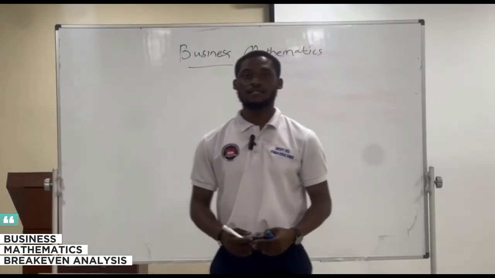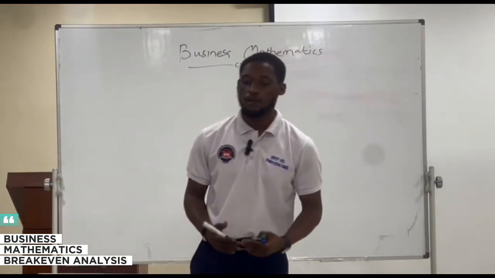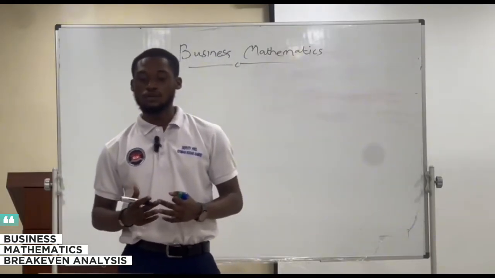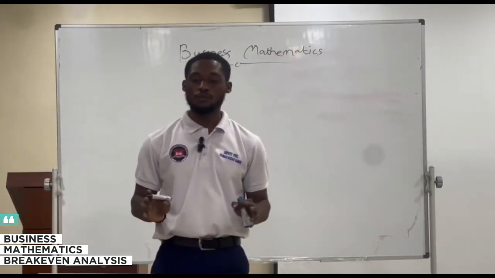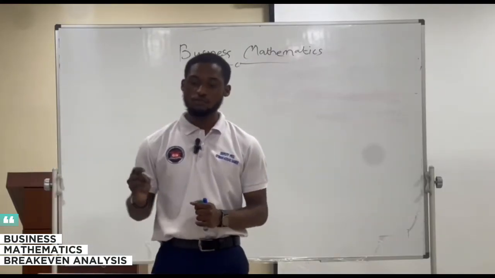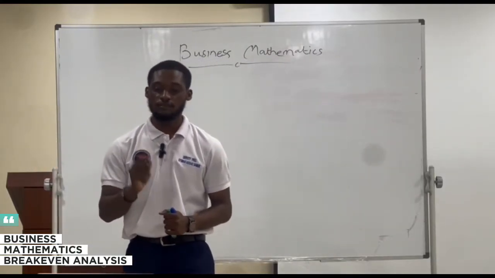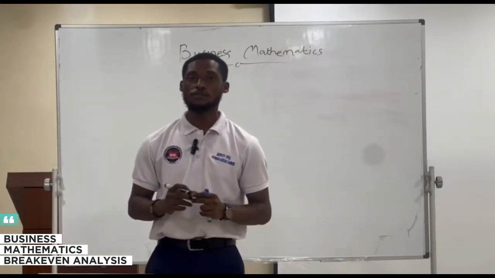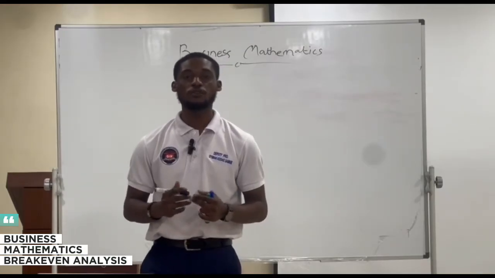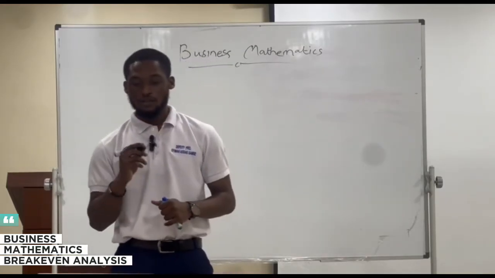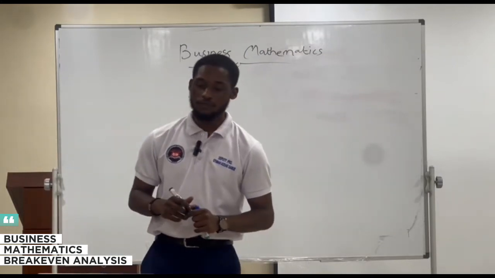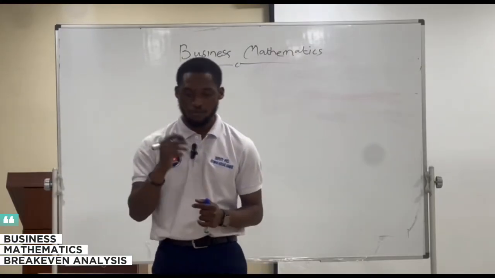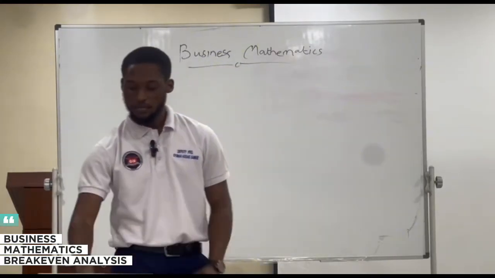Under break-even analysis, we have what we call margin of safety. Margin of safety is the difference between budgeted or actual sales and the break-even point. The margin of safety may be expressed in unit or revenue terms. It shows the amount by which sales can drop before a loss will be incurred.